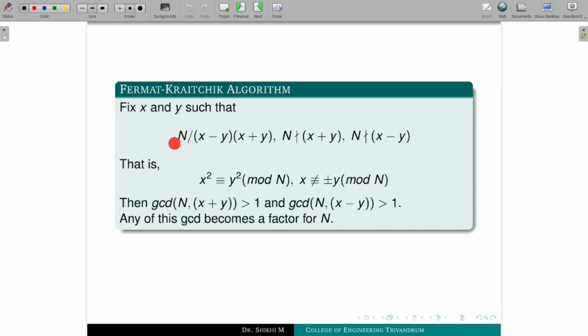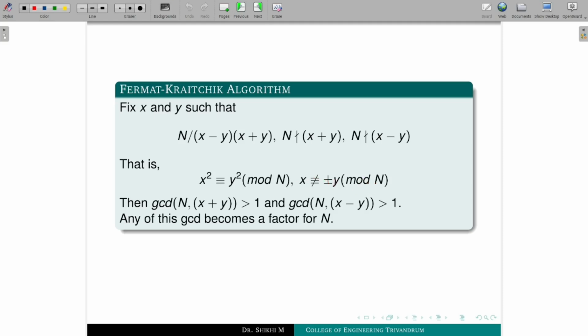So we can get some factors of n in that way. Here, n divides (x plus y)(x minus y), which means that x square is congruent to y square mod n, since this product is x square minus y square. And n doesn't divide x plus y and n doesn't divide x minus y means that x is not congruent to plus or minus y mod n.